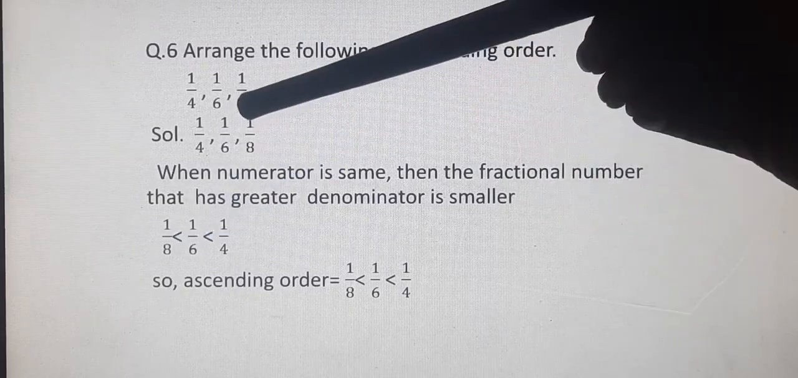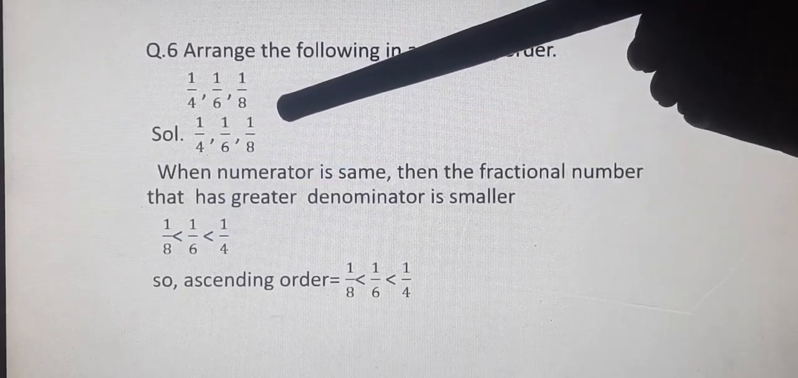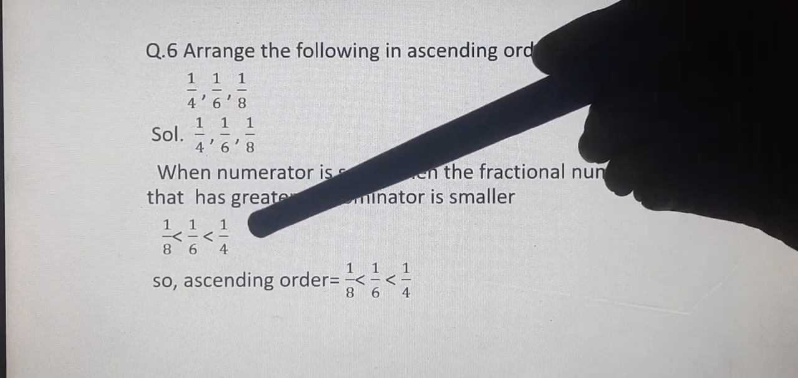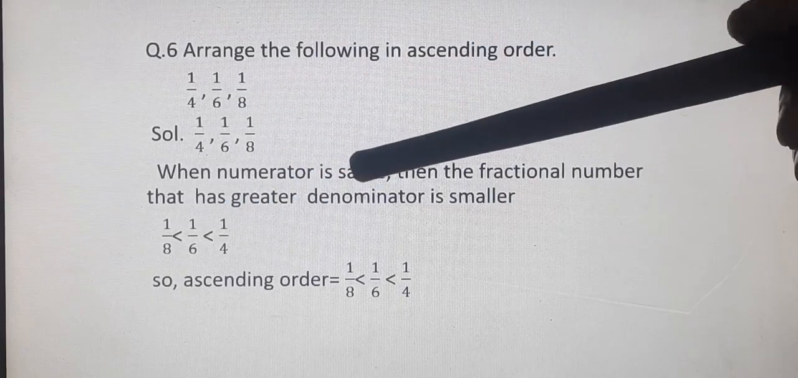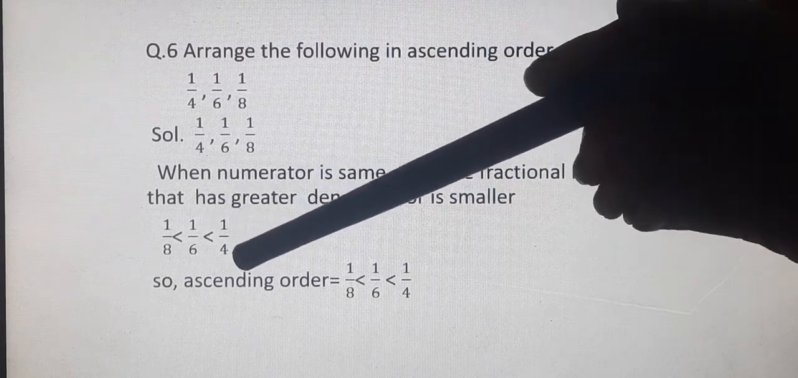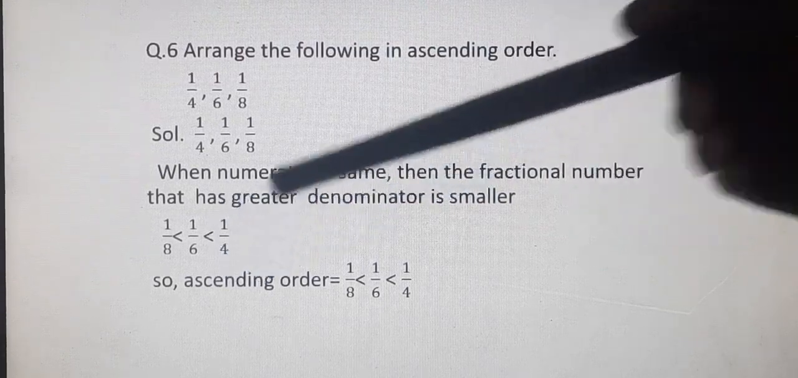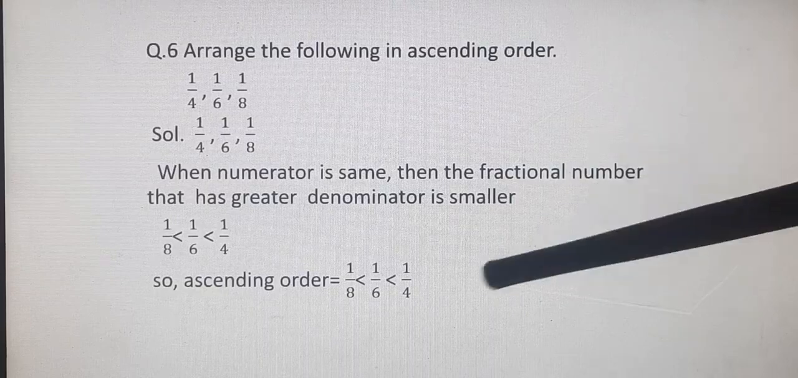So 1 upon 8 and then 1 upon 6 and then 1 upon 4 we will take. 1 upon 8 is less than 1 upon 6. 1 upon 6 is less than 1 upon 4. So this is our ascending order.